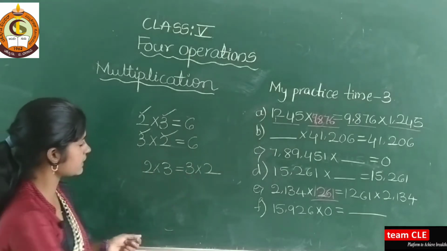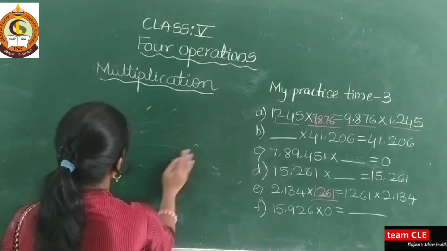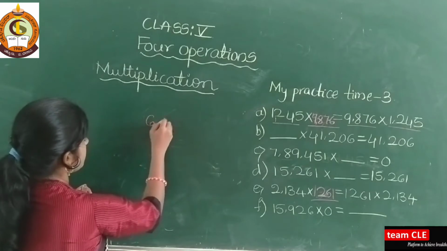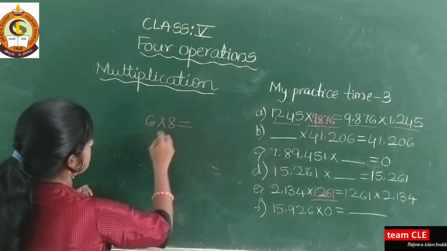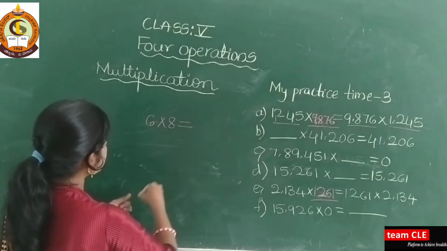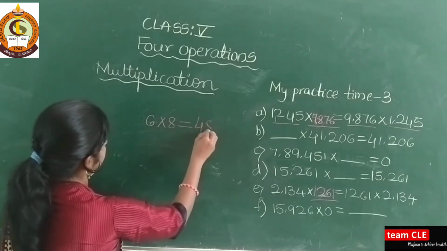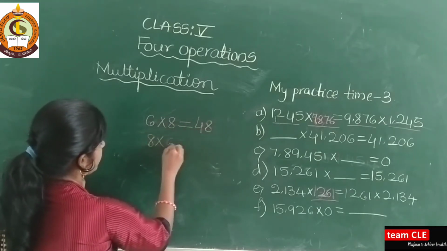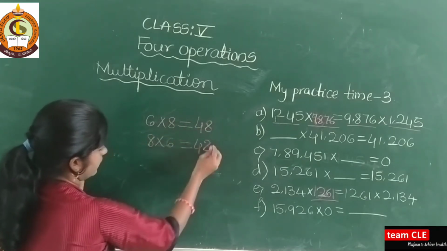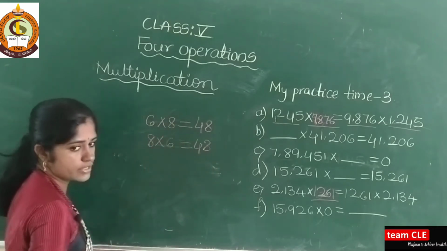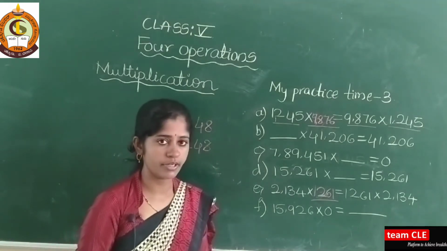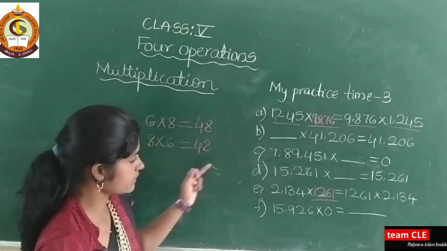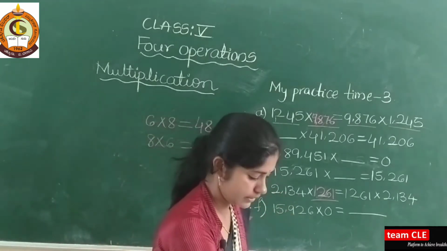Not only this example, you take 6 into 8. How much will come? 6 8s are 48. Again 8 6s are also 48. If we interchange the factors, the product will not change. On that basis I wrote these numbers here.